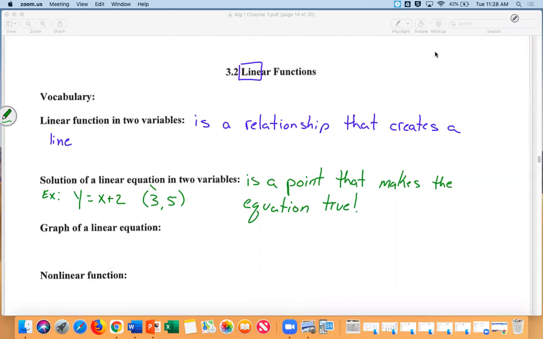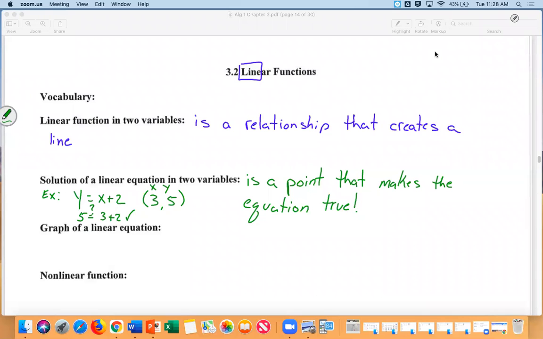So what I do is I would label my point x and y, and then I would plug it in. And I'm just asking, is 5 equal to 3 plus 2? Is that true or false, Joey? Is 5 equal to 3 plus 2? So then I like to put a check mark and say 3, 5 is the solution. Easy enough?